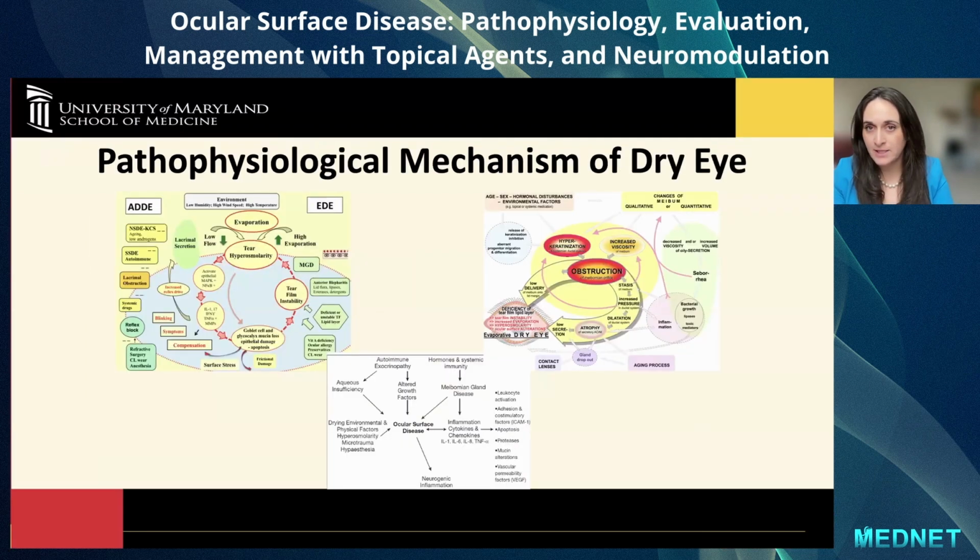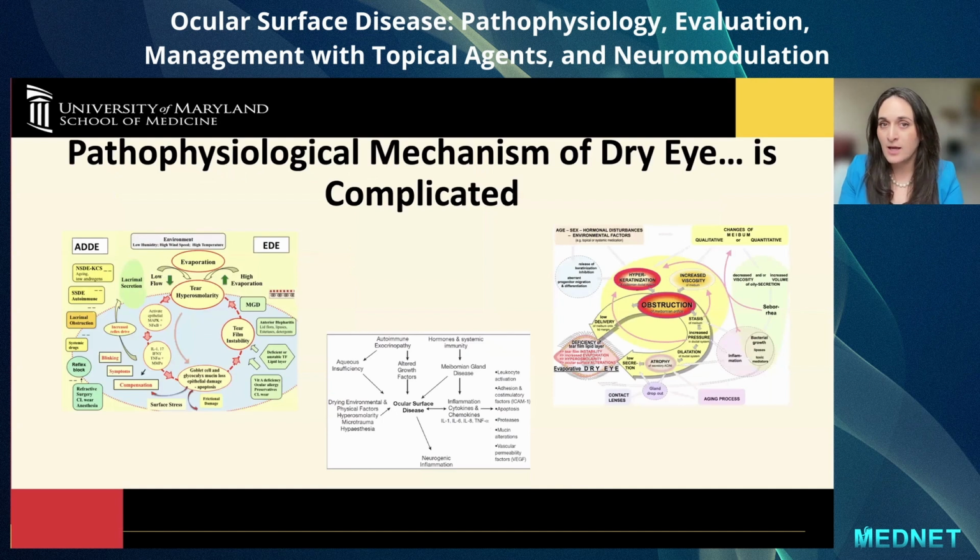So what is the pathophysiological mechanism of dry eye disease? As you can see from these figures, there are a lot of different components. There are a lot of different causes and things that can exacerbate dry eye. But ultimately, the mechanism is really complicated and not totally understood yet. But there are a lot of pieces that go into this.